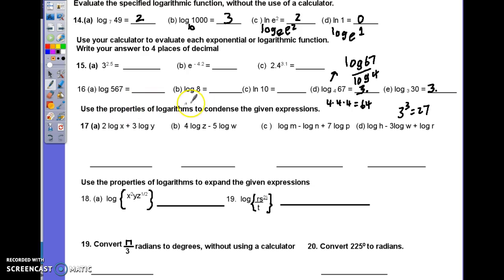Now, how about properties of logarithms to condense the given expressions? Properties of logarithms, here we've got 2 log x plus 3 log y for this one. So let's go ahead and use what is called the power property. So we bring the 2 and make it an exponent here. So this becomes log x squared. We do the same thing with the 3.